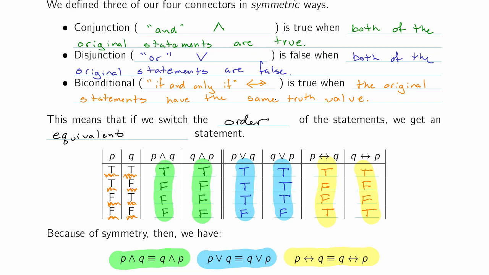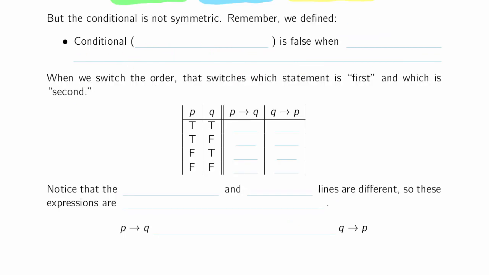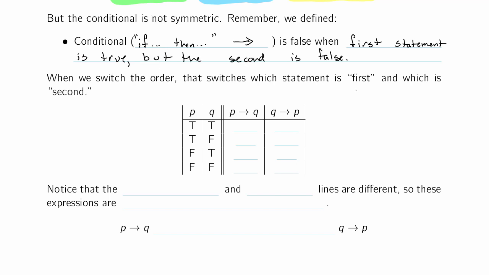But you'll notice I didn't list all 4 of our connectors, and there's a reason for that. The conditional is not symmetric. Remember that we defined if-then, the conditional. That's the one we symbolized with the arrow going in one direction. We defined that to be false when the first statement is true, but the second statement is false. And of course, if we switch the order, that switches which is the first statement and which is the second statement.